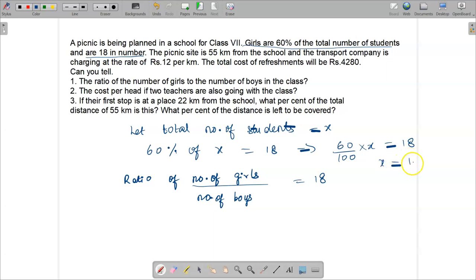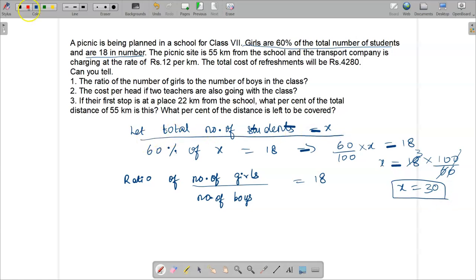So x is equal to 18. When this term goes to the right hand side, we have to write it in the reciprocal, that is 100 by 60. So the zeros get cancelled, 6 3s are 18. So x is nothing but 3 into 10, which is 30. That is the total number of students. It is determined as 30 from here.